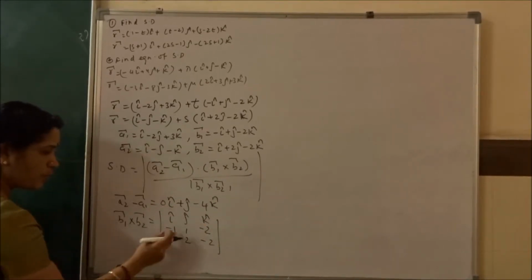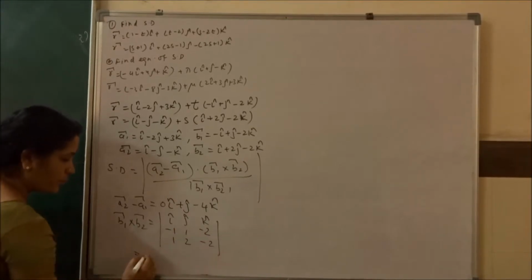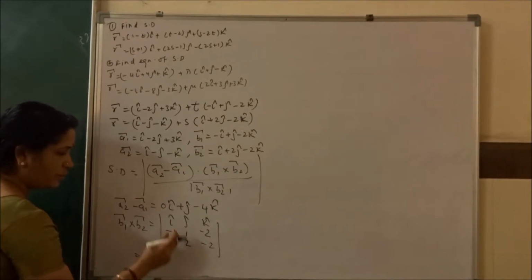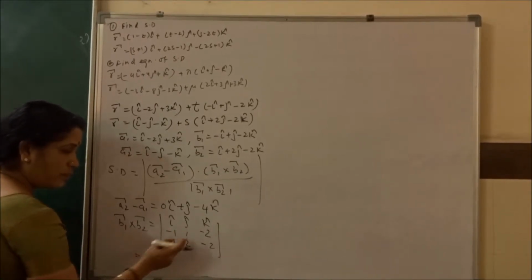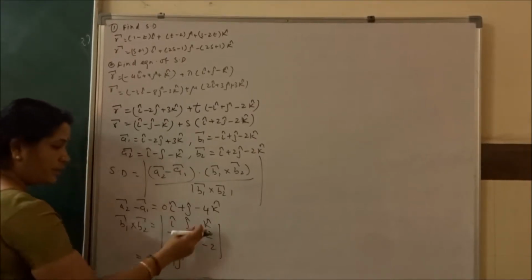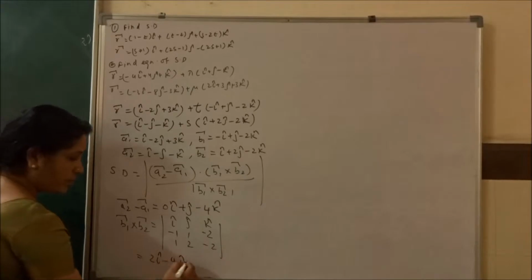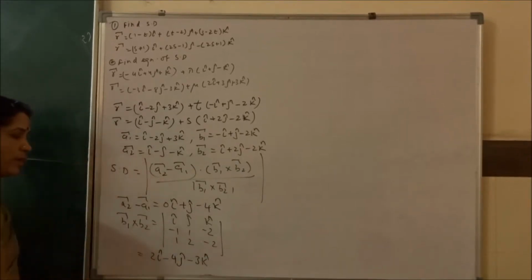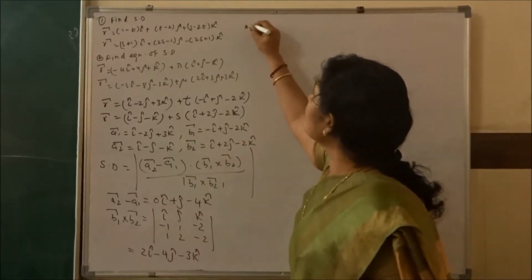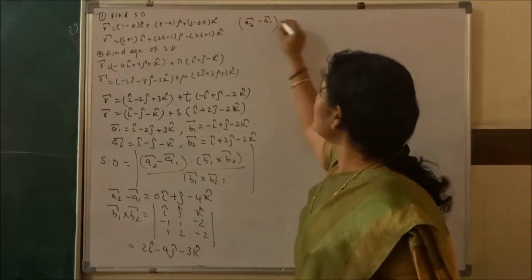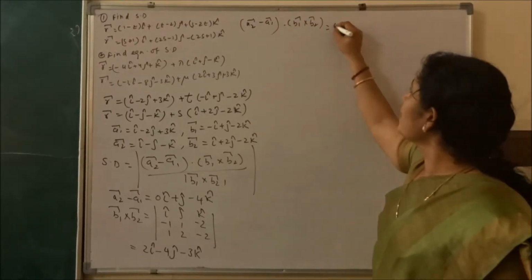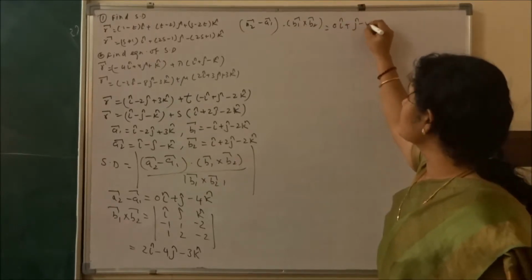Now if I do cross multiplication, minus 2 and then plus 4, that is 2i, and then minus j into minus 2 plus 2, that is so minus 4j, hmm, and then k into minus 2 minus 1, that is minus 3k. Clear? So that is b1 cross b2. Now for the numerator, a2 vector minus a1 vector dot b1 vector cross b2 vector, that is equal to, what is a2 minus a1, 0i plus j minus 4k.